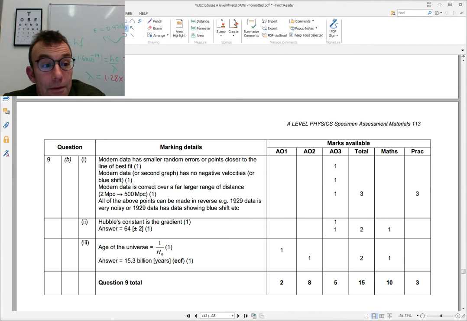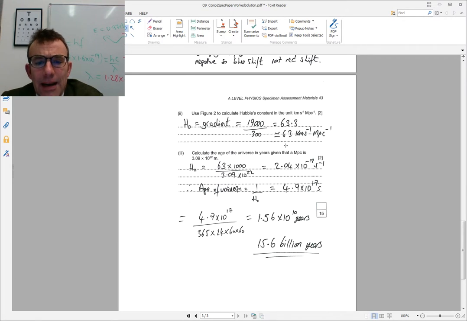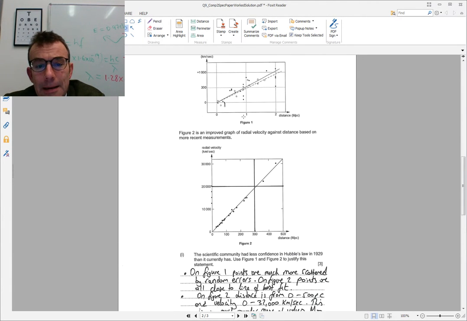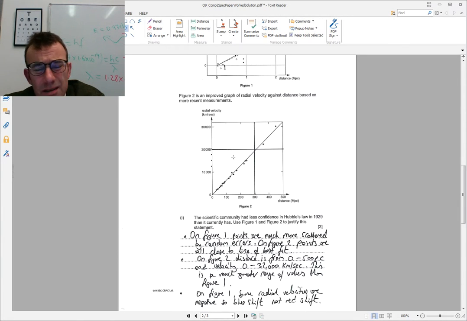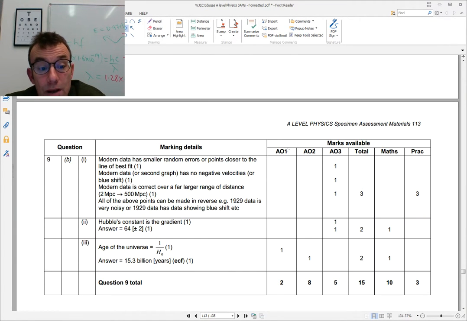And then here we go. The calculation was fairly simple, I think. There was a mark for saying it was the gradient, so please do say that it's the gradient. Don't just calculate it, because if you get it wrong, you'll at least get a mark for knowing what you were doing. Some of you were terrible with this graph. I've drawn the intersection point here, so I can see that for 300 megaparsecs, it intersects this line at just under 20,000. The mark scheme was quite prescriptive.